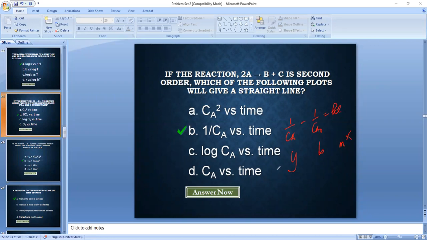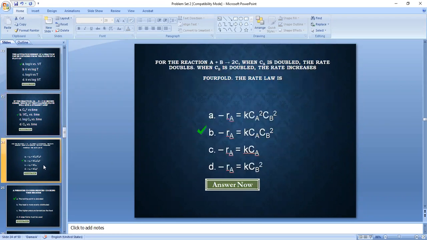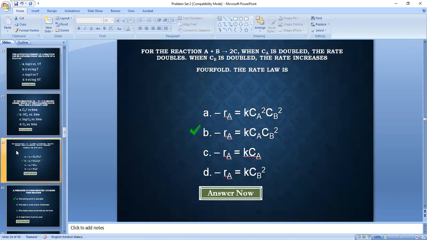So this is the plot of the second order equation. This is case 2. If you recall in your kinetics, there are 3 cases under second order irreversible reaction. It's the same thing with third order irreversible reaction. That's it. So your answer will be this. The others are not acceptable. Now, for the reaction A plus B forming 2C, when Ca is doubled, the rate doubles. When Cb is doubled, the rate increases 4-folds. The rate law is this.